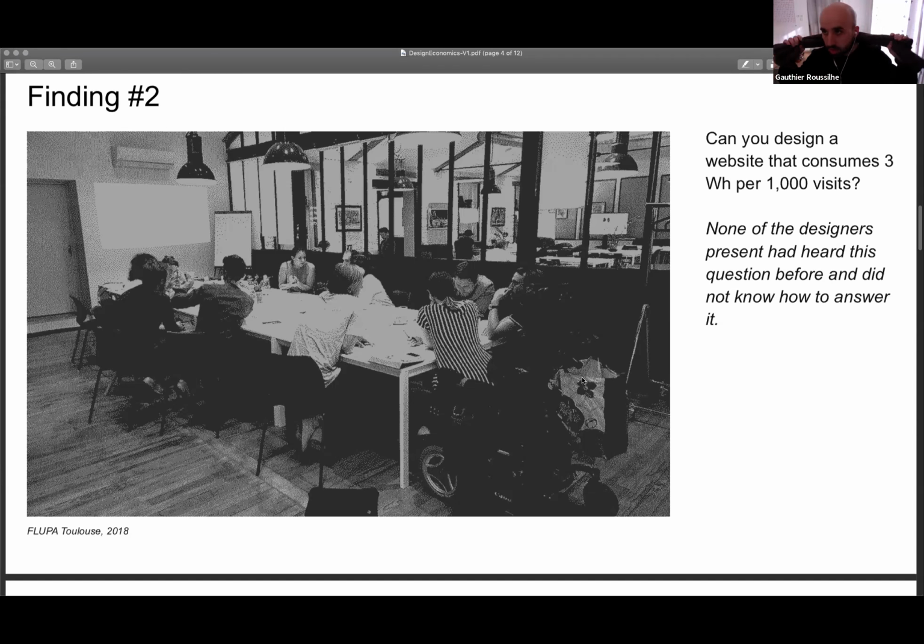I did this workshop twice in France, first with professionals and then with students. The result was the same in both workshops. Nobody had heard this question before, and since nobody was trained to hear this question, nobody could answer it. So it was quite interesting. We are basically not being trained to add another dimension to the digital practices of designers.